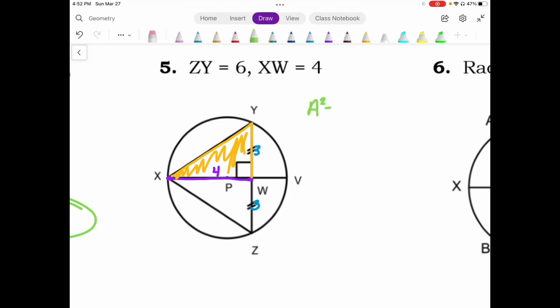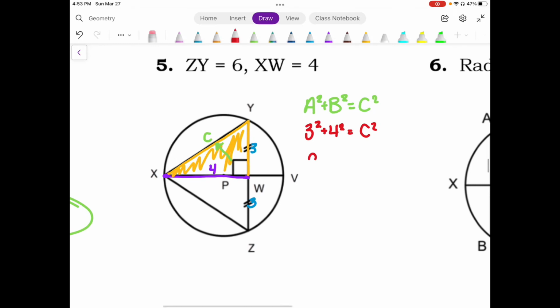I have a squared plus b squared equals c squared. In this case, a and b are the two shorter sides, and c is my longest side, which is opposite my right angle. So this side that I need to find, XY, is going to be my c, which means that 3 and the 4 are going to be a and b. So I'm going to put 3 squared plus 4 squared equals c squared. 3 squared is 9. 4 squared is 16, and it's equal to c squared. 9 plus 16 is 25, equals c squared.